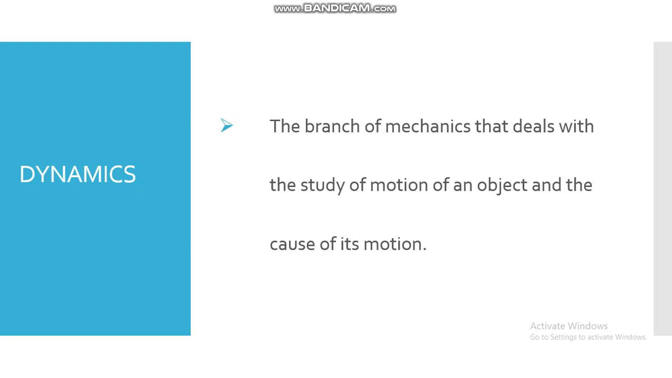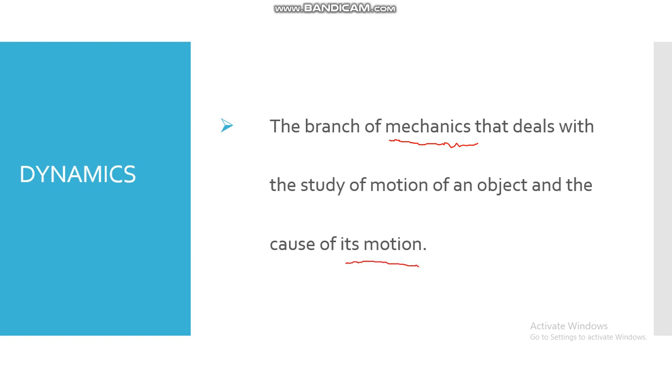Okay. Now first of all, dynamics. The name of the chapter is dynamics, so we should know the definition of dynamics, that is, what dynamics actually means. So the definition is: the branch of mechanics that deals with the study of motion of an object and the cause of its motion. So dynamics is a branch of mechanics that deals with the study of motion of an object and the causes of its motion.